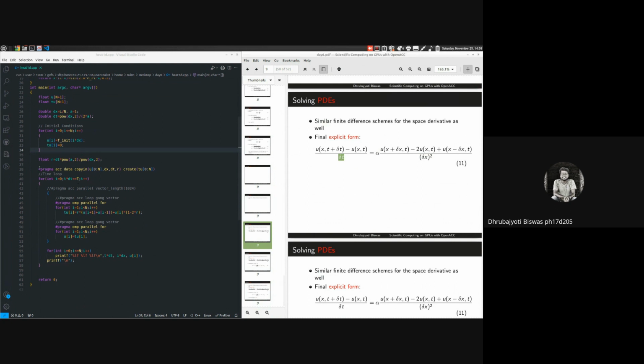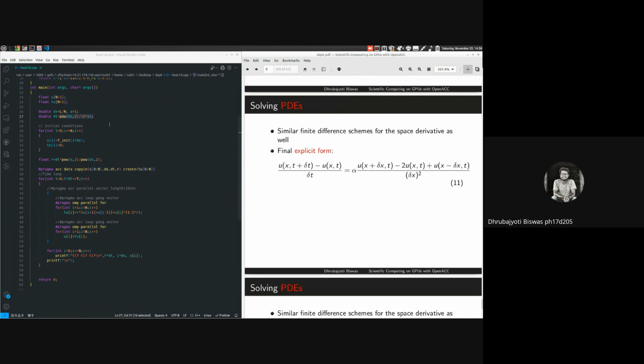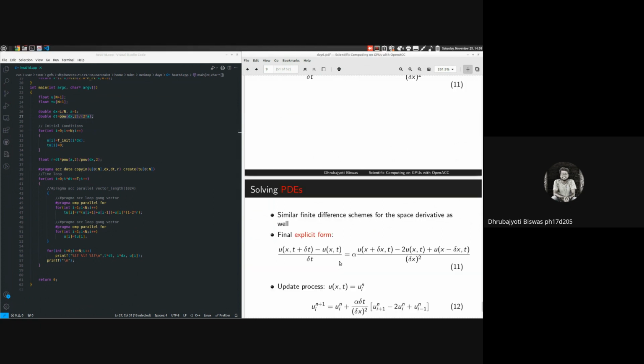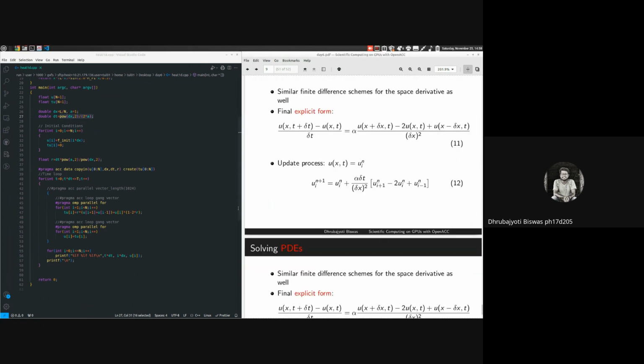I have now copied the data. I am doing a copy in for u. dx is my space resolution, dt is my time resolution, and tu is the temporary. You will see that the time resolution I have taken in a special form. This is again due to the stability issues of the explicit form. I have to take it at least this way, otherwise this will diverge. So there is a reason why I am taking this in this way.